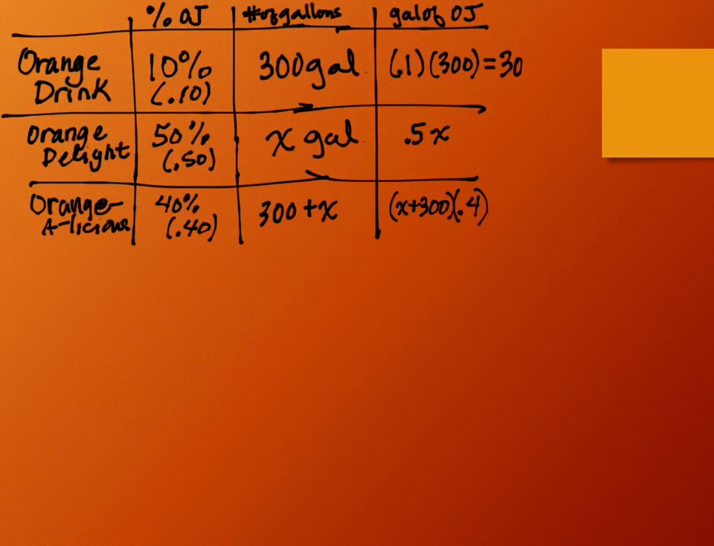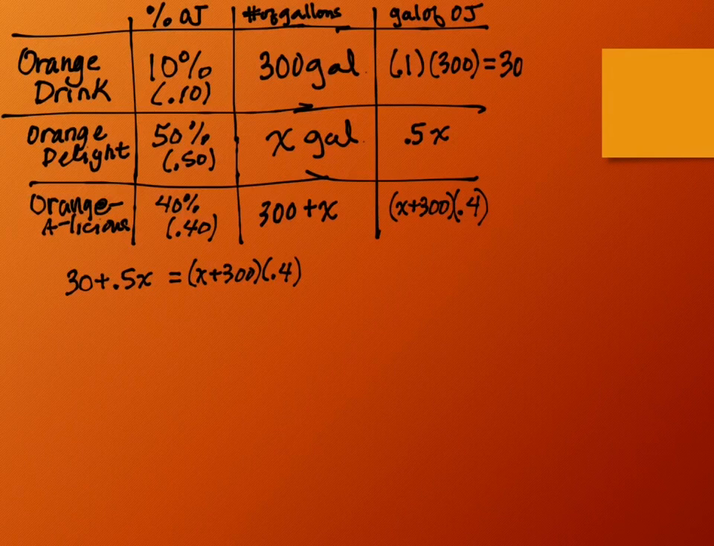I need an equation. What would the equation look like? Do you have a proposal, Jonathan? You take the orange drink and the orange delight and they're one side, so 30 plus 0.5x, which will be adding them together, and then equals x plus 300 times 0.4. Does everybody see where all that came from? I think it's easier to see because we created the table. I think that would have been very difficult to do without organizing the information to start. Very difficult. All right, so could we solve this equation now?